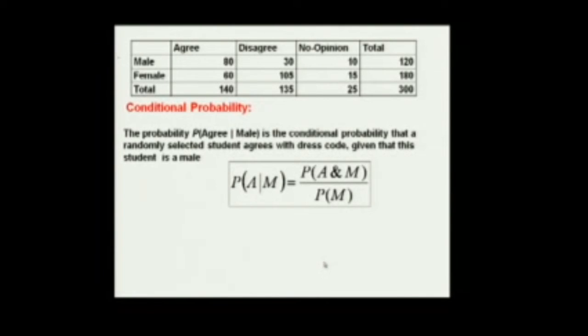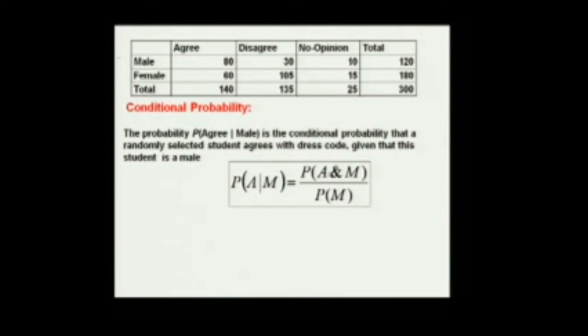In this case, the question is, what's the probability that the person being surveyed agreed given that the person is a male? So that is agreed given that it's a male. That's P(A|M). Following the rule of conditional probability, it is P(A and M) divided by P(M). Well, P(A and M) is the coexistence of agree and male. So that is the 80, divided by the 300. While the probability of M, that's the male, is 120 divided by 300.